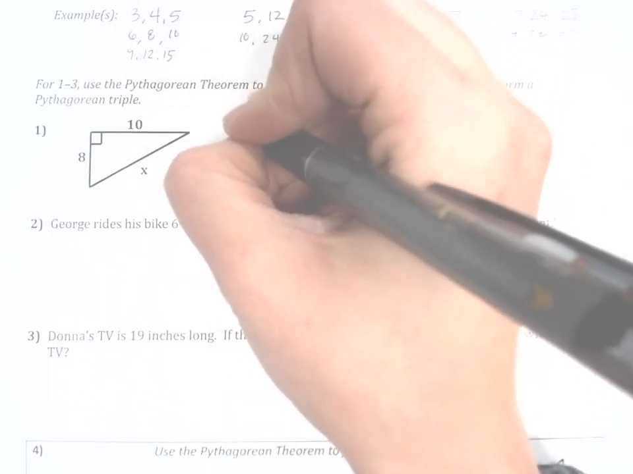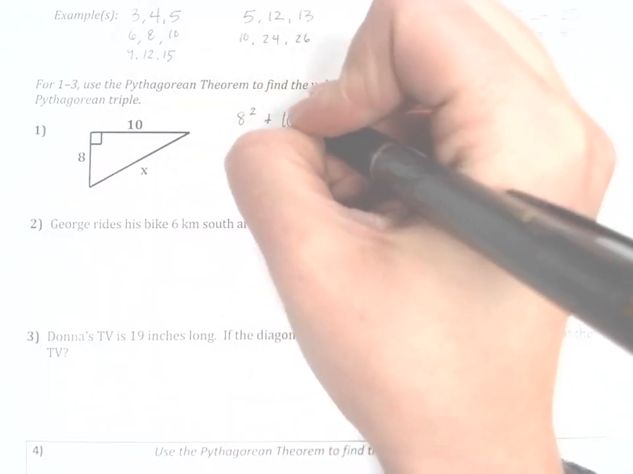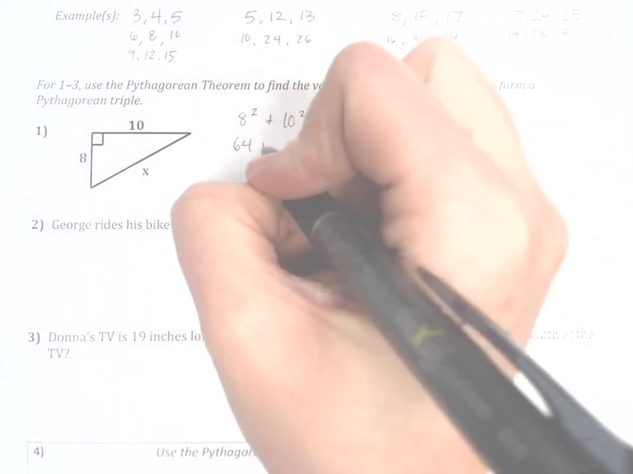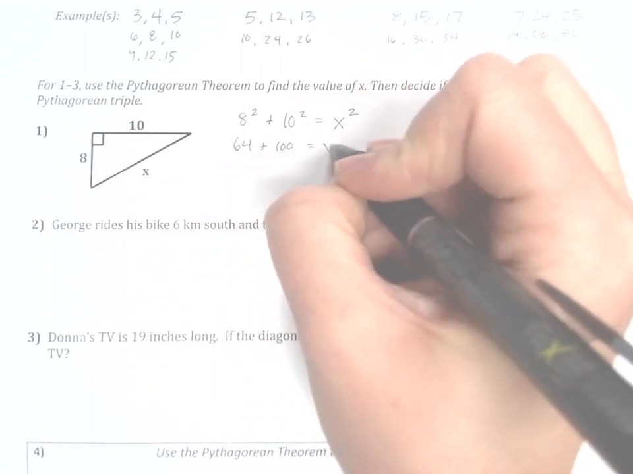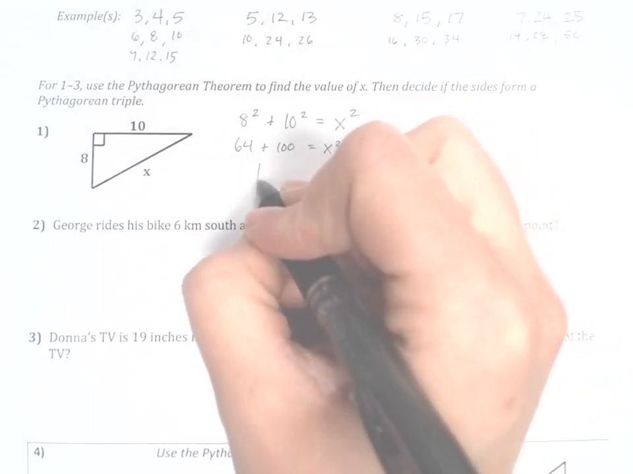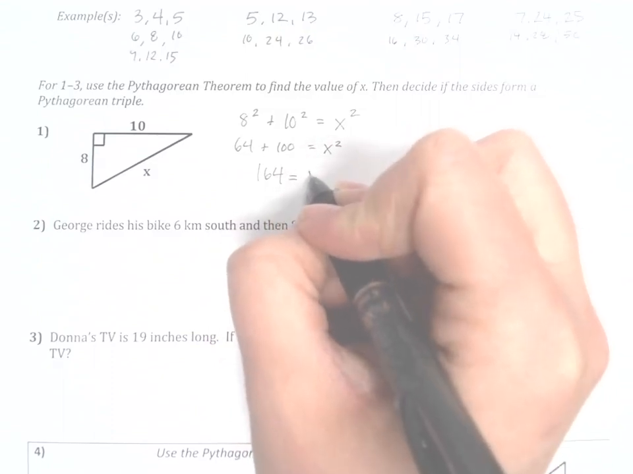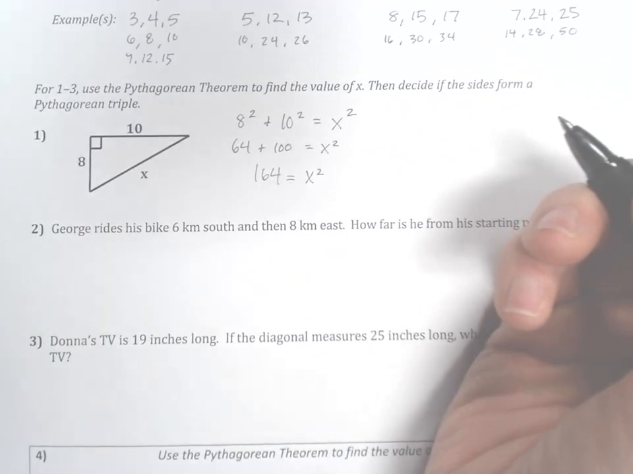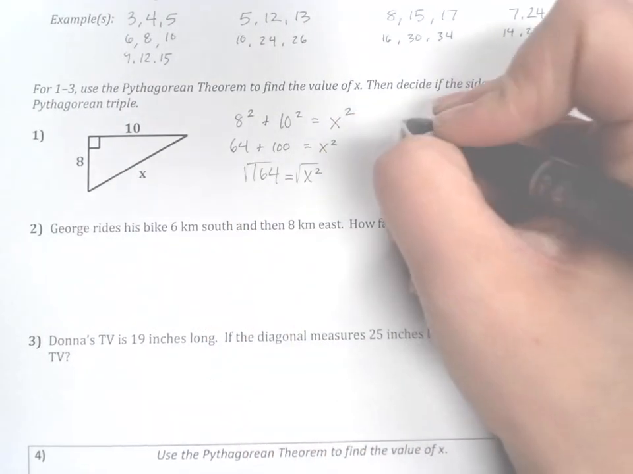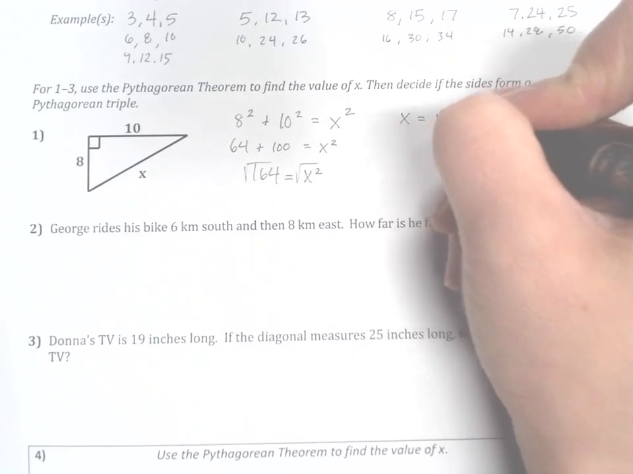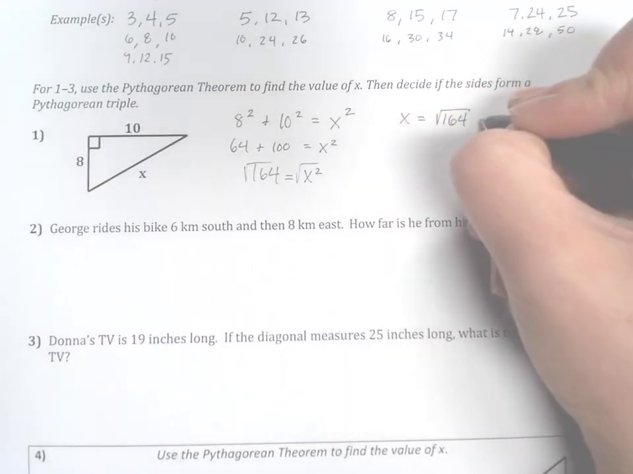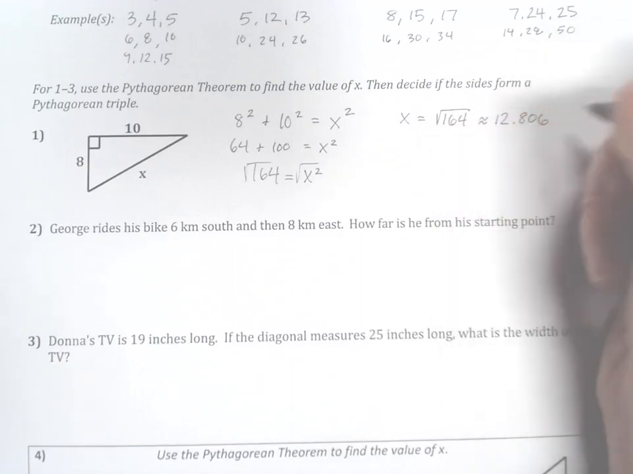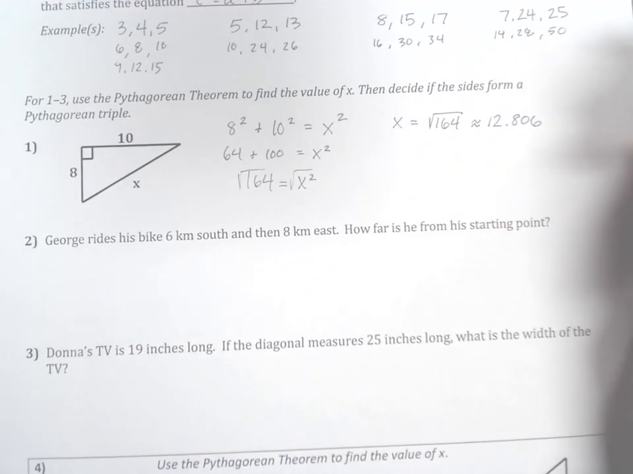So it's going to be 8 squared plus 10 squared equals x squared. 8 squared is 64, 10 squared is 100, so that's 164 equals x squared. Then how do we undo a square? Take a square root, right? So x is the square root of 164, which is about 12.806. So that's the value of x.